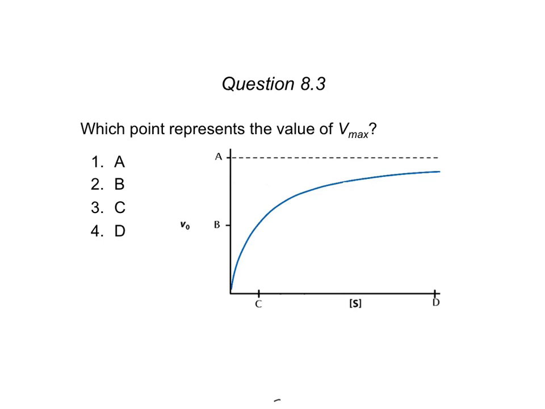Go ahead and get your answers in if you haven't yet. All right, so what is the best estimate, or which point represents the best value for Vmax? So A would be the correct answer here. What about this one?